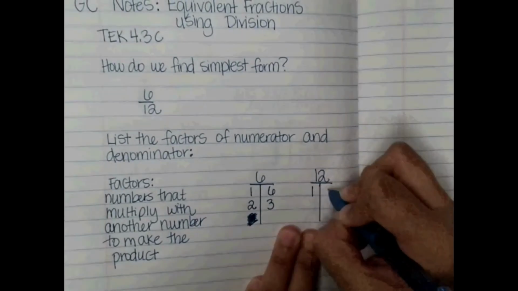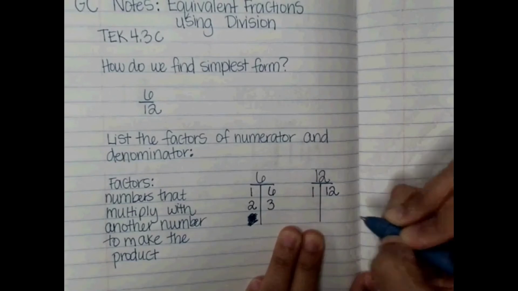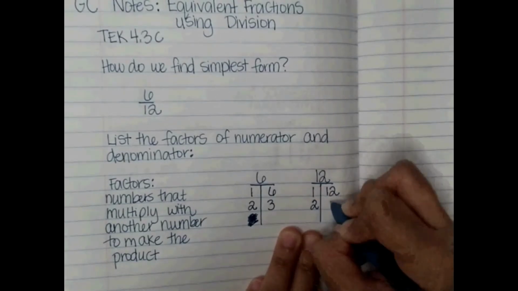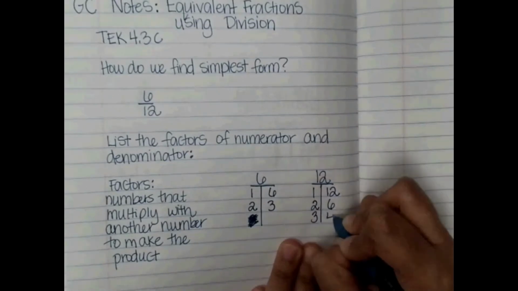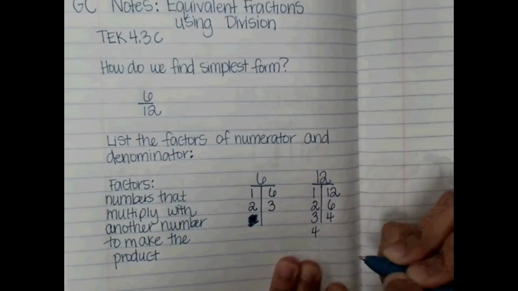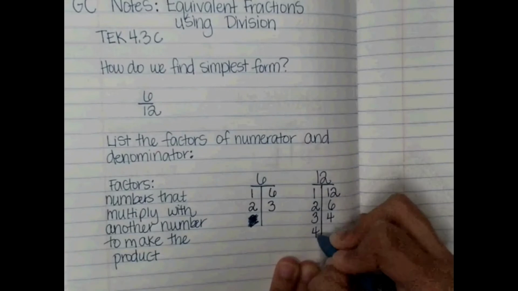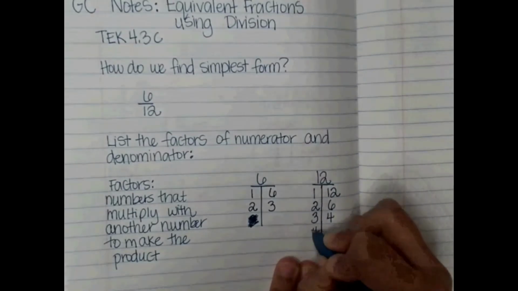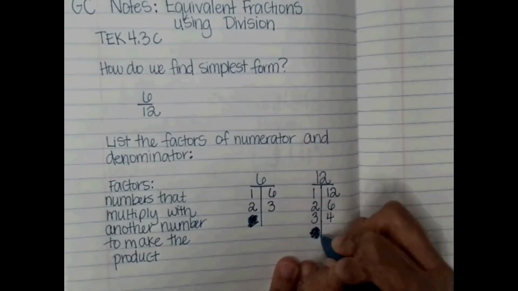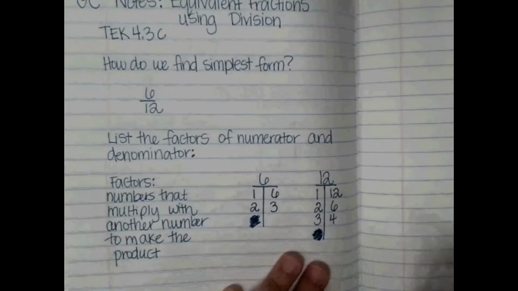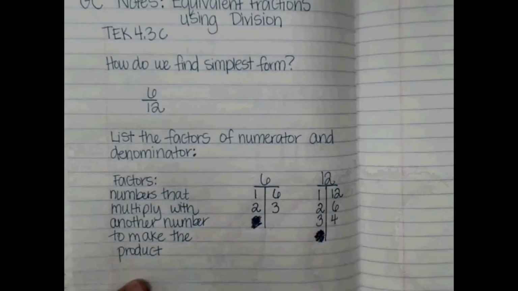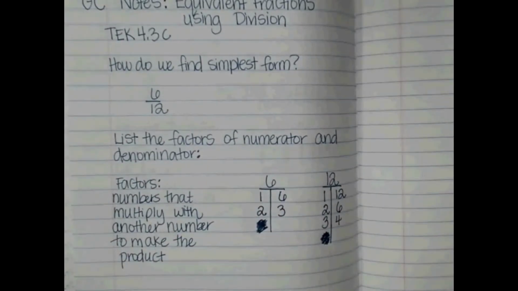So 1 times 12 is 12. 2 times 6 is 12. 3 times 4 is 12. And then the next number I would go is 4. 1, 2, 3, 4. But if you notice, 4 is over here. So once you go to the other side, that's a stopping point. You know you've listed all the factors. Okay? Then you find the greatest common factor.